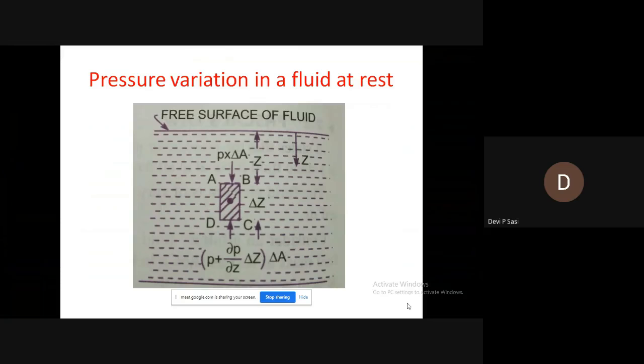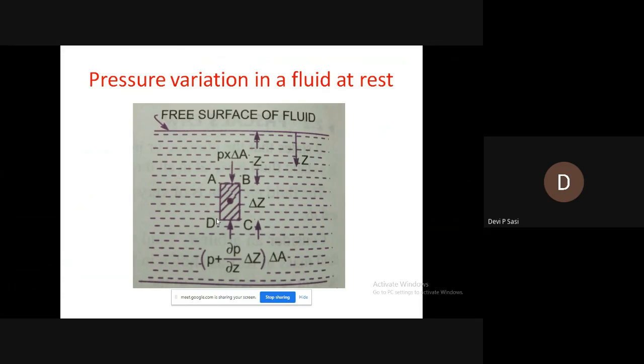Pressure variation in a fluid at rest. Now, let us consider a small element ABCD as shown in your figure.